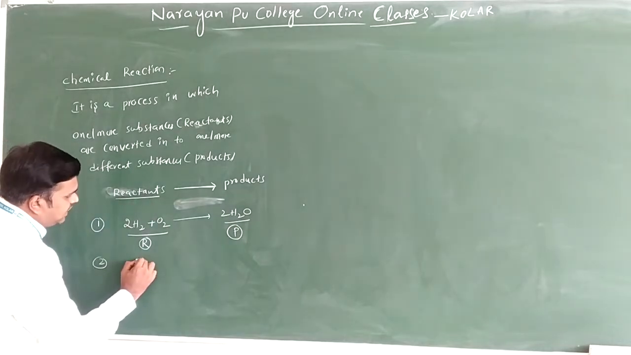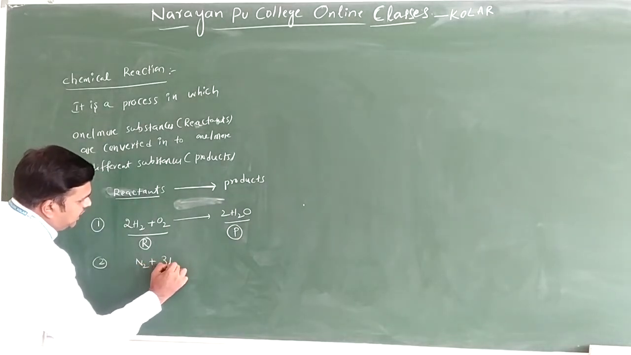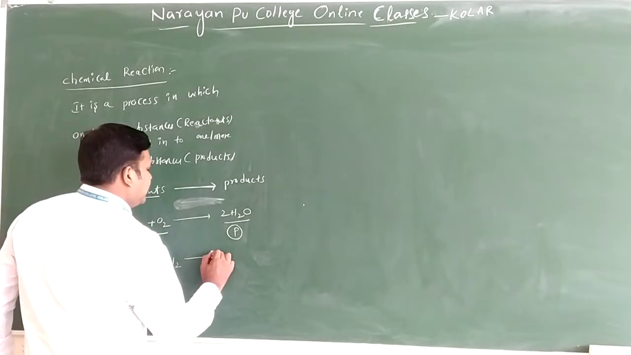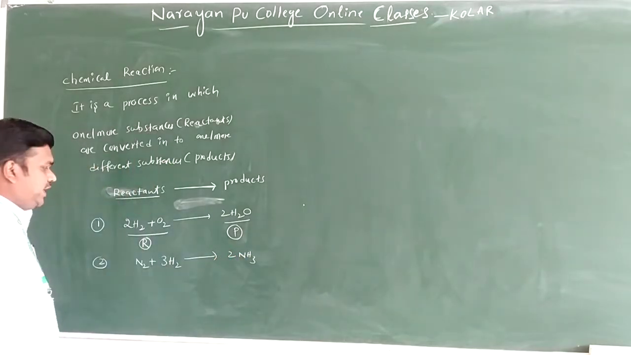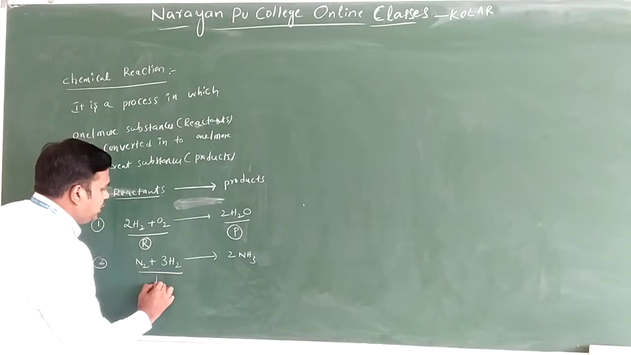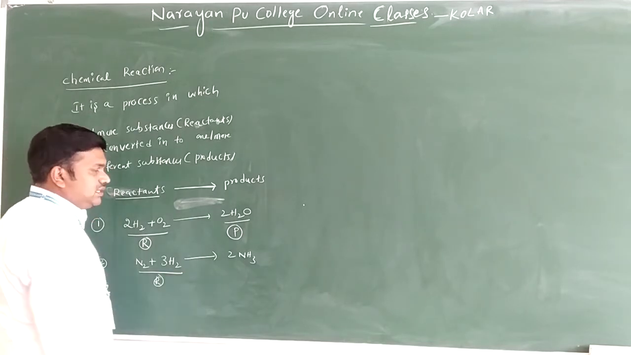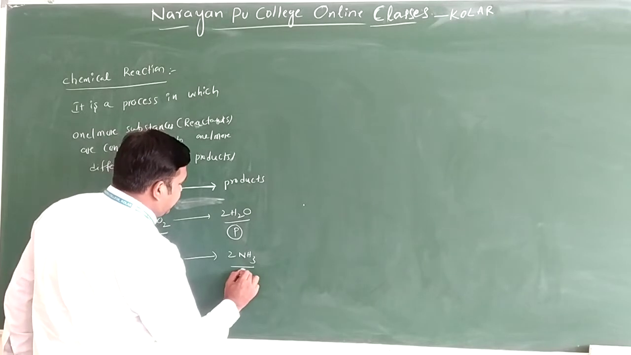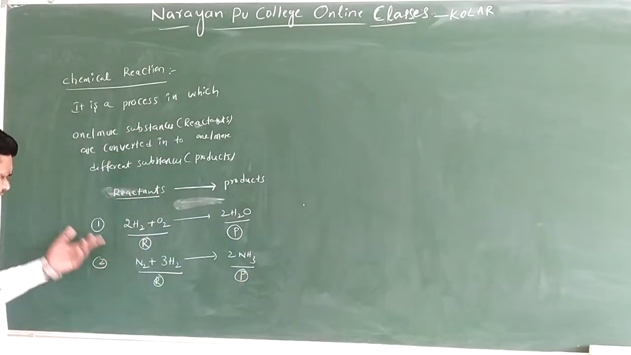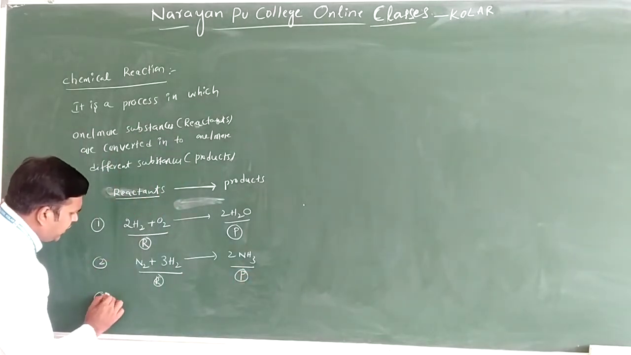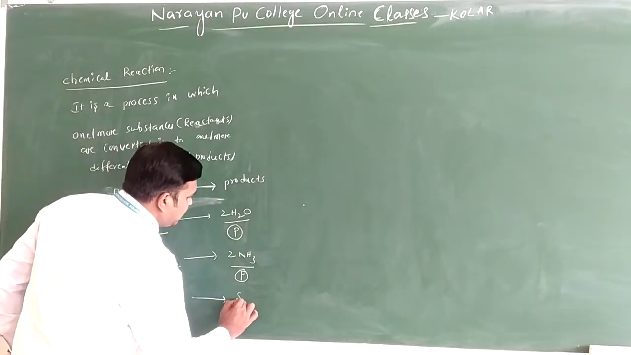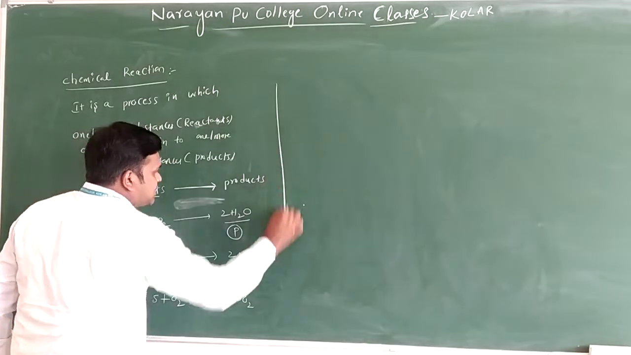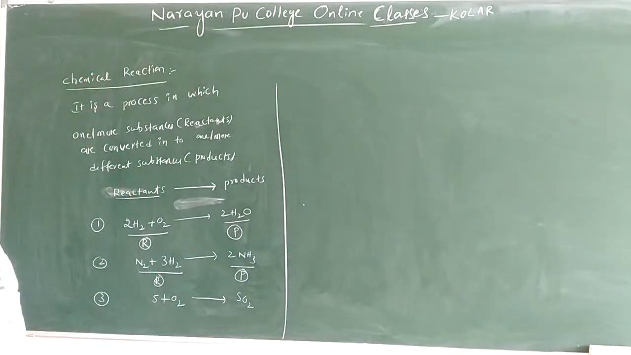Let us see one more example. N2 + 3H2 reversibly gives rise to 2NH3. As already mentioned, on the left-hand side we have reactants and on the right-hand side we have products. Like this, we can write different examples. S + O2 gives rise to SO2. So this is about chemical reactions.